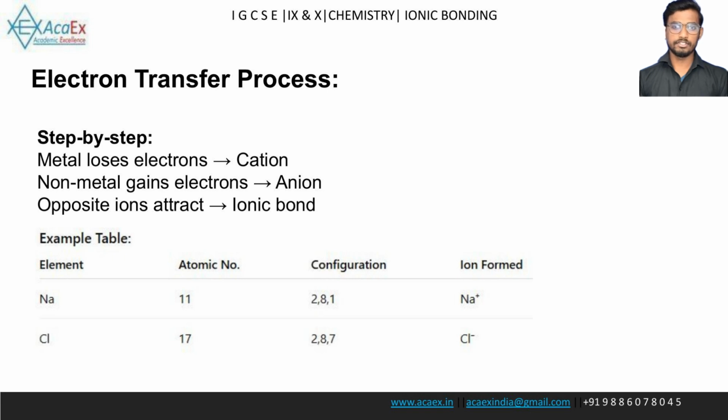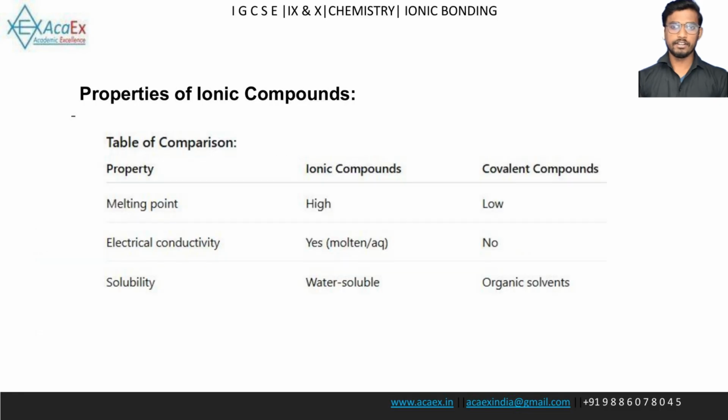For example, sodium, Na, with atomic number 11 and an electron configuration of 2, 8, 1, loses one electron to form a sodium ion, Na+. Chlorine, Cl, with atomic number 17 and an electron configuration of 2, 8, 7, gains one electron to form a chloride ion, Cl-.